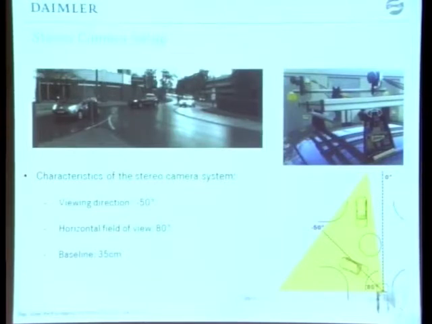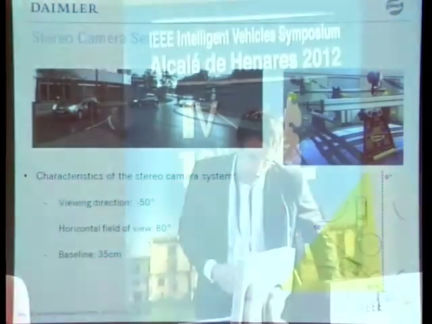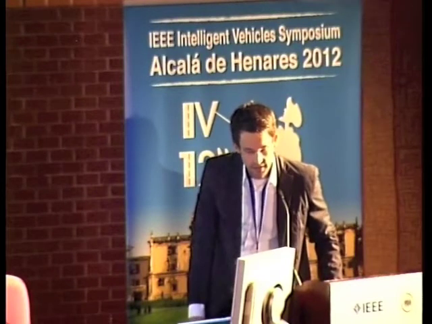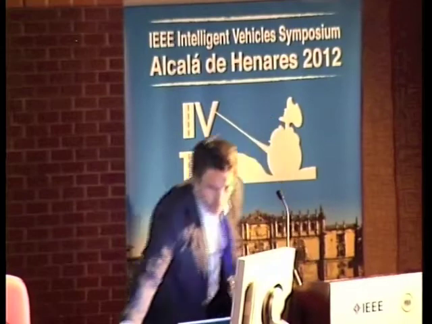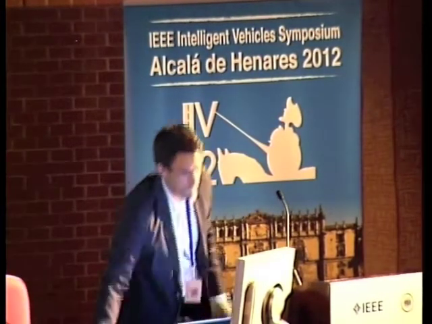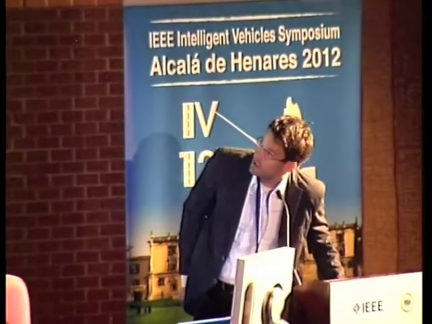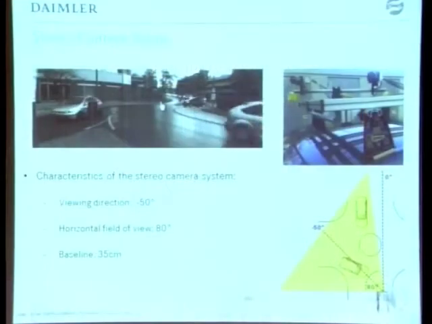We assume right lane driving, so our system looks to the left side. We have 80-degree lenses, and our baseline is 35 centimeters. And now, in contrast to the first video, you see the cars are recorded early.